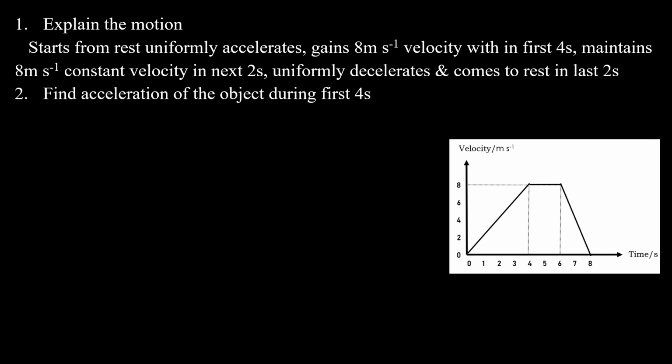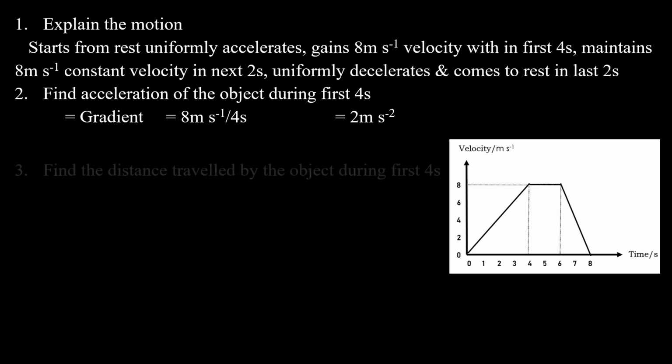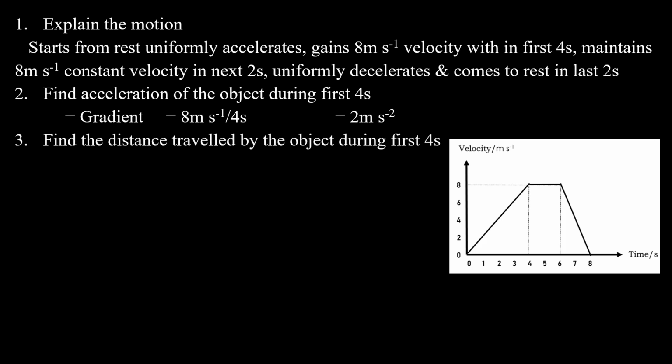Next they ask, find acceleration of the object during first 4 seconds. So how to calculate the acceleration in a velocity time graph? You just have to calculate the gradient, which is 8 meters per second divided by 4 seconds. The answer is 2 meters per square second. Then, find the distance traveled by the object during first 4 seconds. So how to calculate the distance in a velocity time graph? You just have to calculate the area. In the first 4 seconds, it's a triangular shape. So, half into 8 meters per second into 4 seconds is 16 meters.